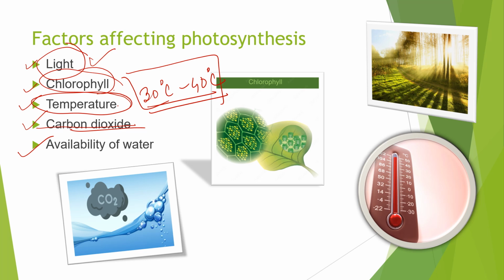And availability of water, what does it mean? Less than 1% of the water absorbed by the plants is utilized as a raw material for photosynthesis. So water hardly affects the rate of photosynthesis. Whatever water is present, photosynthesis will happen, but only the availability of water is necessary. Okay, so these are the main factors. Let us move on to the next part.